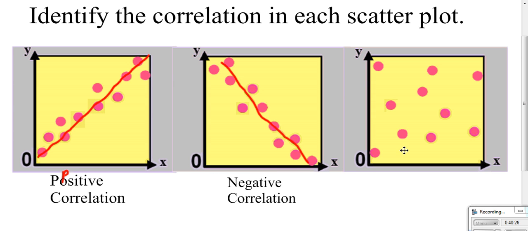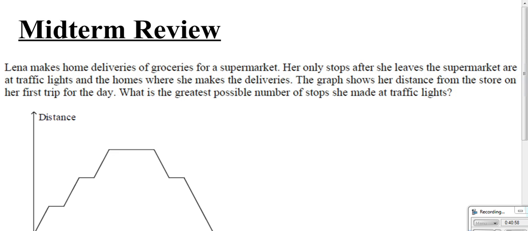What do you think this is? Well, you can't draw a trend line. There's no trend. And so there's no correlation. Okay? And that's really it. No correlation. Positive correlation is going up from left to right. Negative correlation is going down from left to right. And no correlation is that mess right there. Okay.